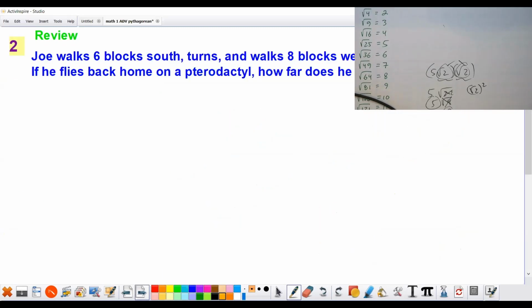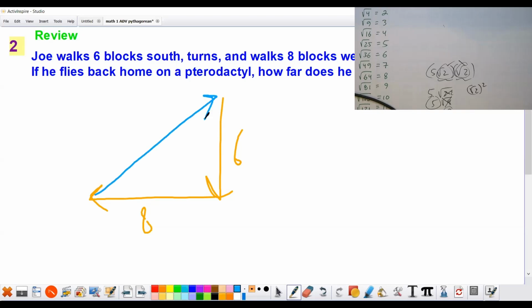Another one. Joe walks 6 blocks south. Okay, go ahead and figure it out. Pause, come back with your answer. All right, welcome back. Joe goes 6 blocks south, then walks 8 blocks west, this way. Then he flies back home on his pterodactyl. How far does he fly?